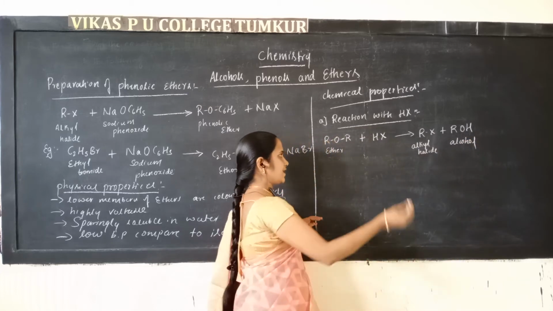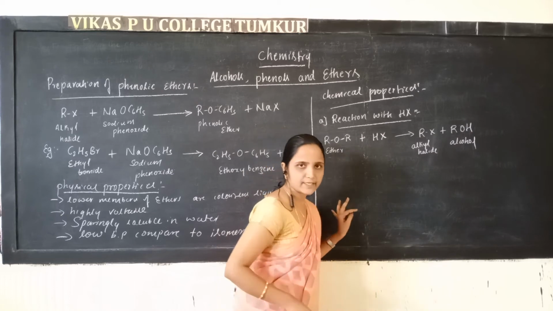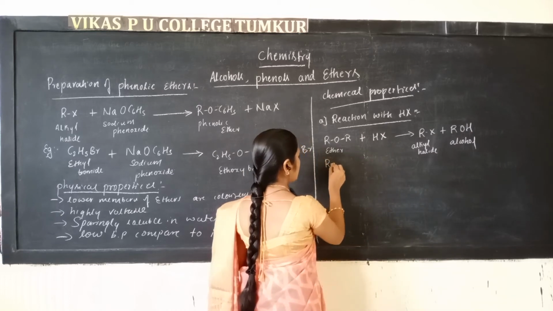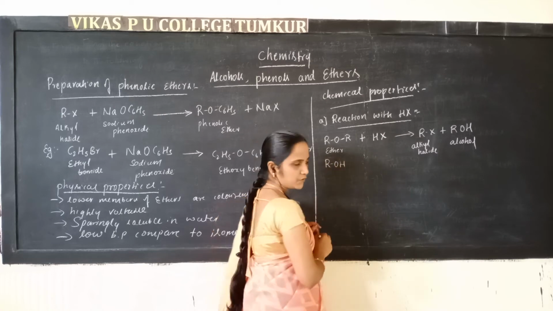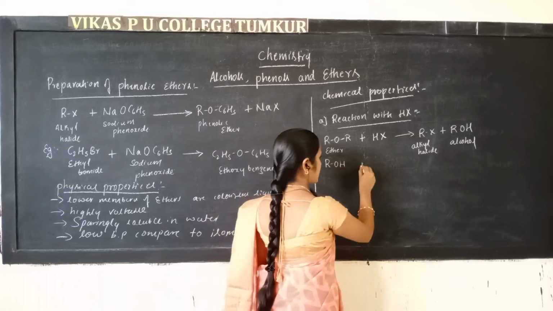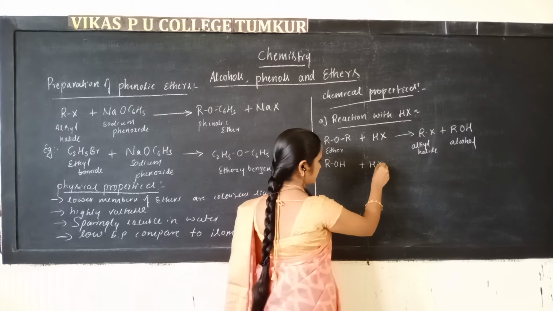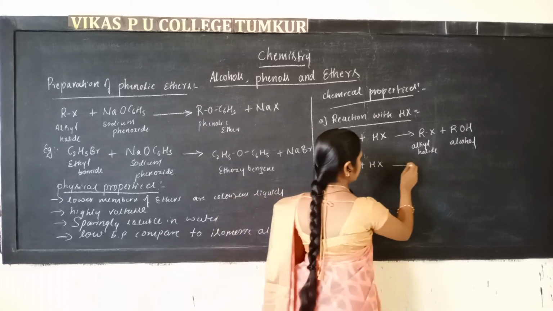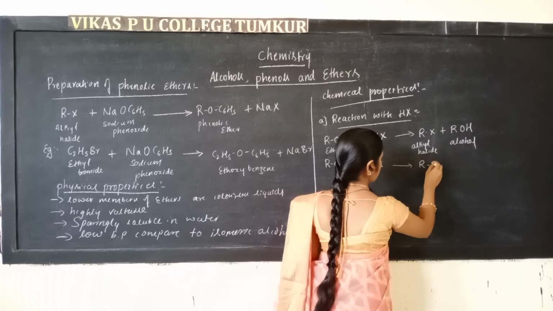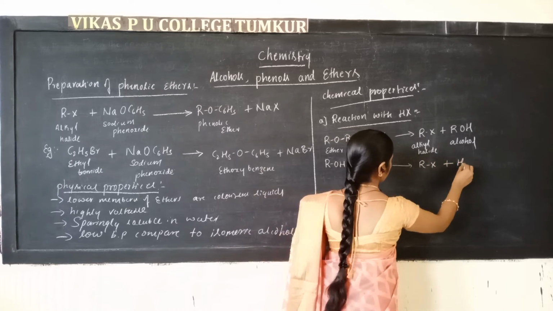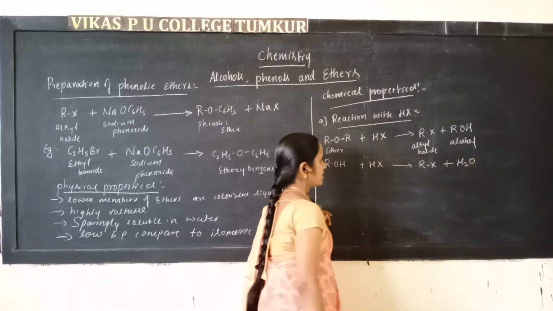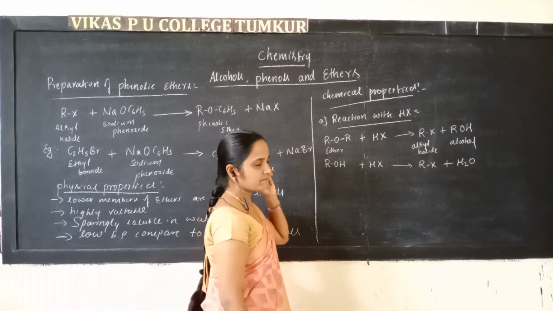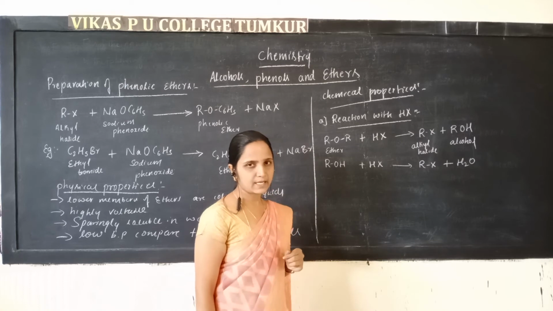If suppose again it reacts with the excess amount, at that time the alcohol form is going to react again with the excess amount of the hydrogen halide, and we are going to get alkyl halide plus H2O. This is the reaction with the hydrogen halide.